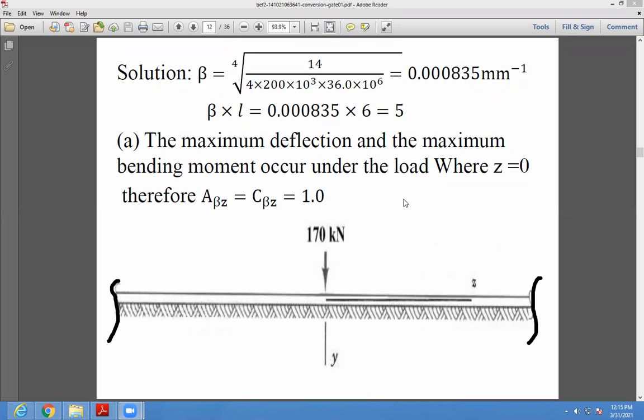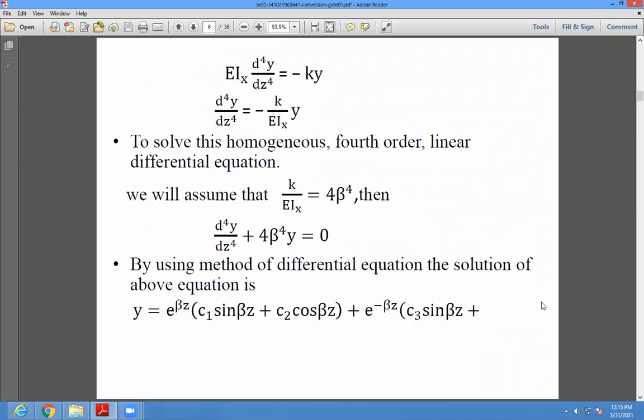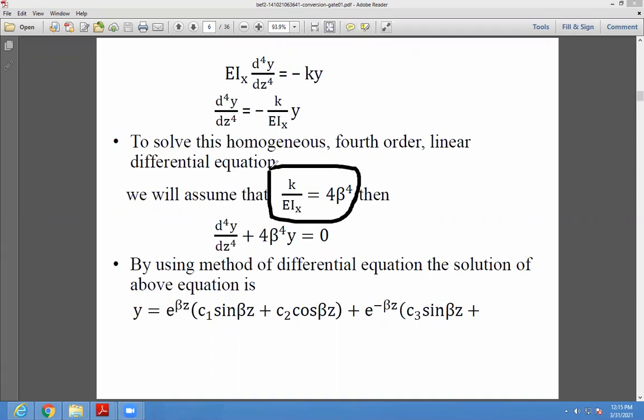Okay. So first we have to find out the beta. So we know the equation of beta. Look here. Write down this equation: K by EI is equal to 4 beta raised to fourth. As in each term there is a cos beta z, sin beta z, etc.